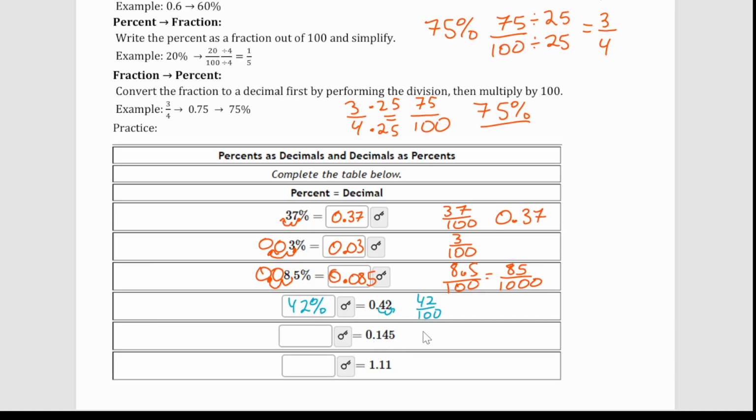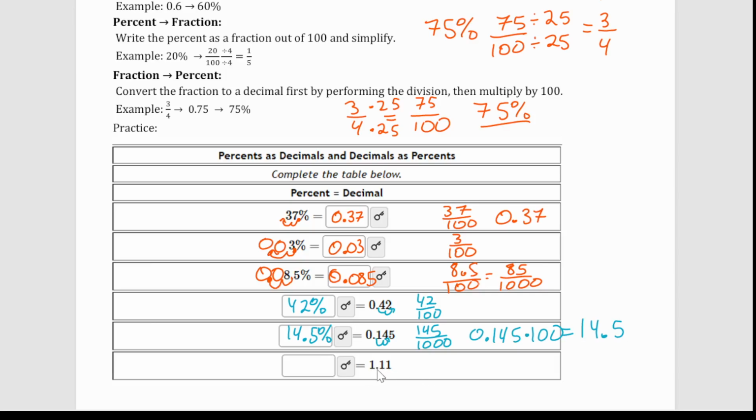Same thing with this next one. That would be 145 thousandths. So that would be 14.5%. Or you again could move that over 2 places to the right. You also could formally do 0.145 times 100, and you will get 14.5.